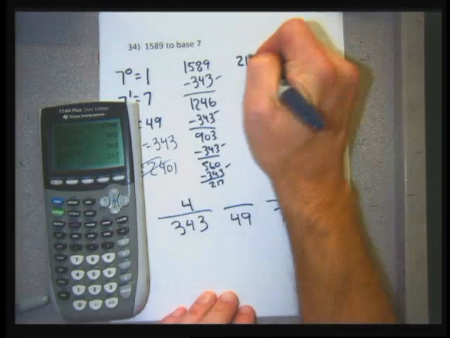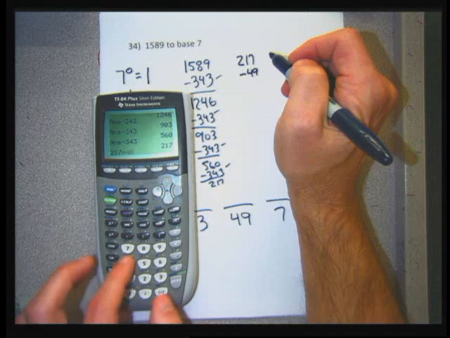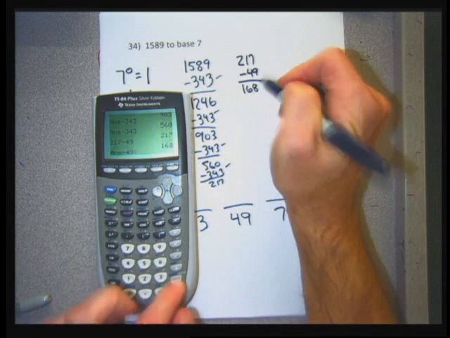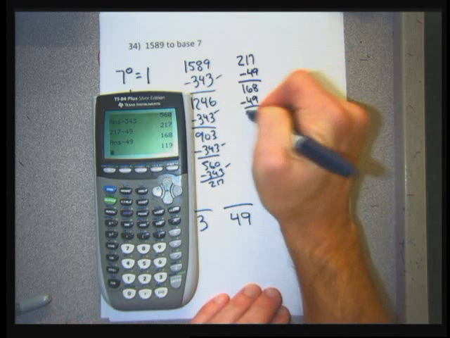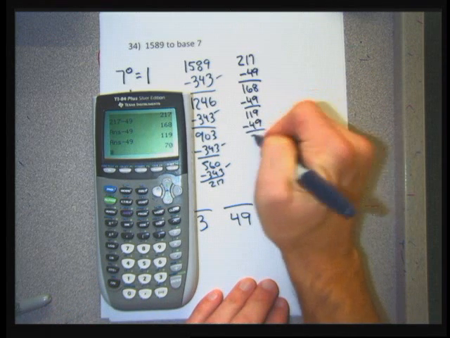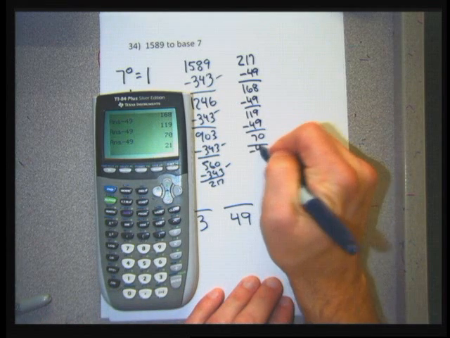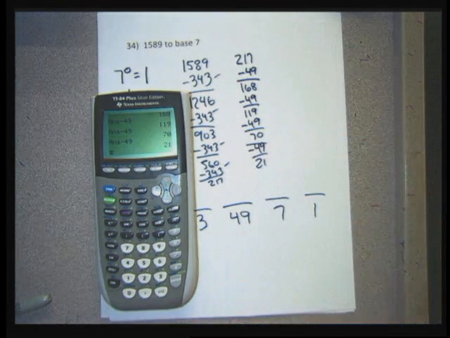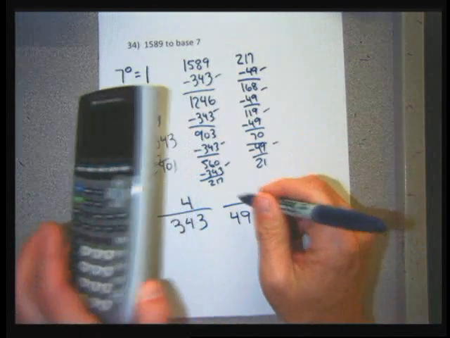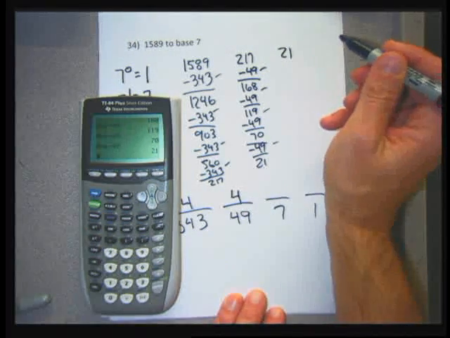Bring the 217 up and start subtracting 49. So 217 minus 49 is 168. Minus 49 is 119. Minus 49 is 70. Minus 49 is 21. If I tried to subtract it another time, I'd go negative. So I'm able to subtract it 1, 2, 3, 4 times. So above the 49, I'm also going to put a 4. I'll bring the 21 up and start subtracting 7.